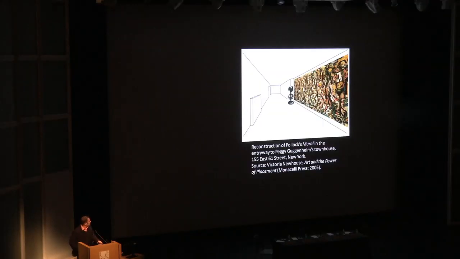this is the reconstruction of Pollock's mural in the entryway to Peggy Guggenheim's townhouse. This is from Victoria Newhouse's book, Art and the Power of Placement, which is a very interesting book. And she has several pages on Pollock, and several pages on the mural. This is the David Hare sculpture, actually very loosely, I think, reimagined based on the one photograph we have. I'm not sure that that's what the sculpture would have looked like. But in any event, the placement is accurate, I believe.